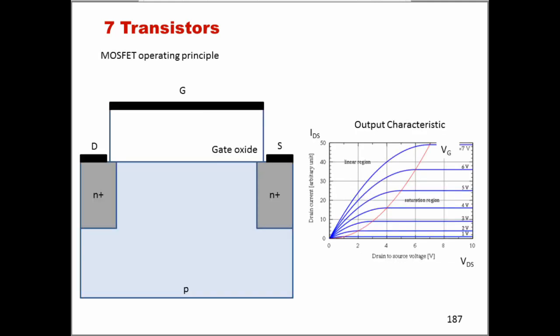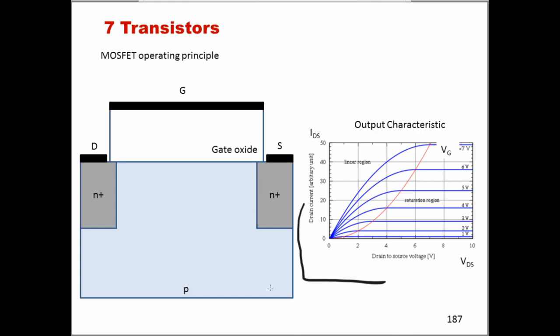So let us have a look now in detail at how this device operates. So here I have again the schematic of our N-MOSFET. And here on the right hand side I've put a plot that shows the output characteristic of this device, that in a way summarizes its operation.